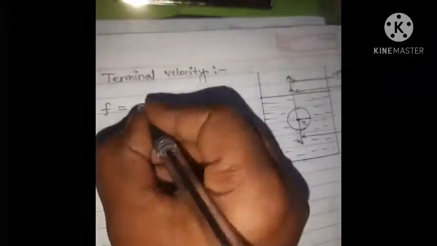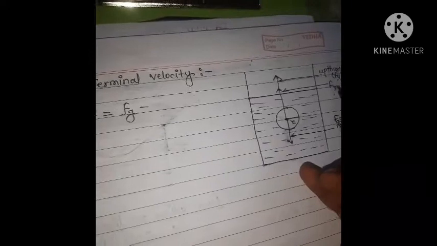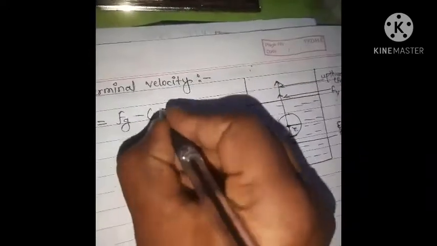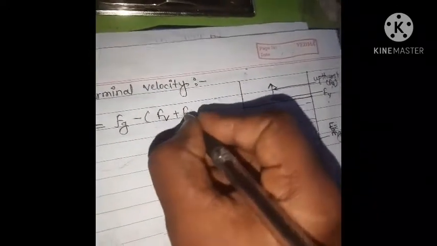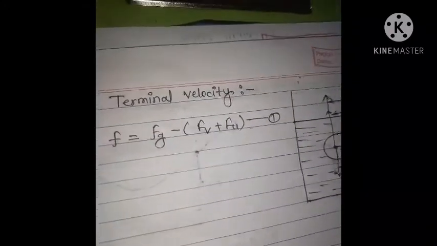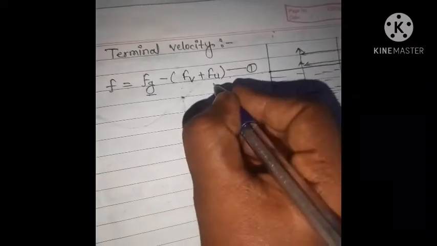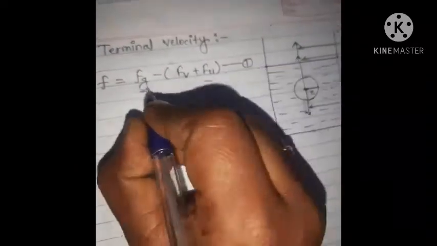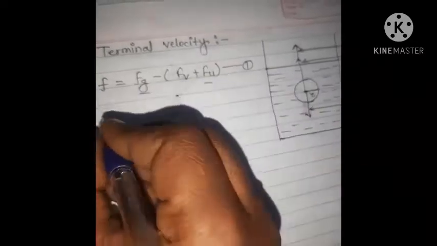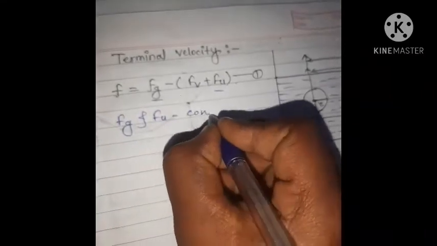F is equal to Fg minus Fv plus Fu. Suppose this is equation 1. Among these, Fg and Fu are constant.